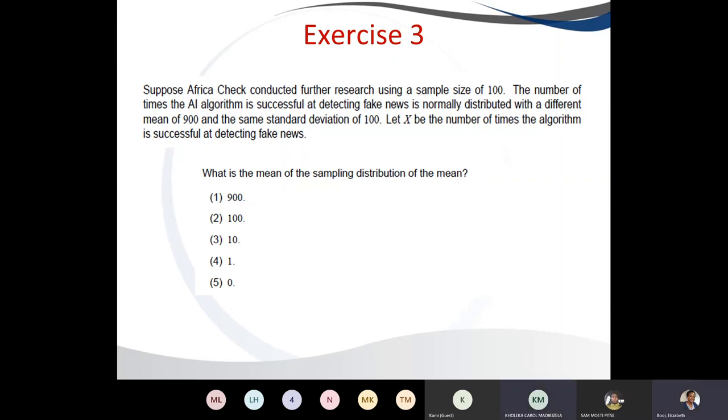For exercise 3, it should be easy. They're asking you to calculate the mean of a sampling distribution. Ma'am, is it number one, 900? Why is it 900? Because the mean equals what you said at the beginning. I can't remember, but I'm assuming it's 900. The mean of the sampling distribution equals the population mean, and our population mean is 900. Okay. Happy?